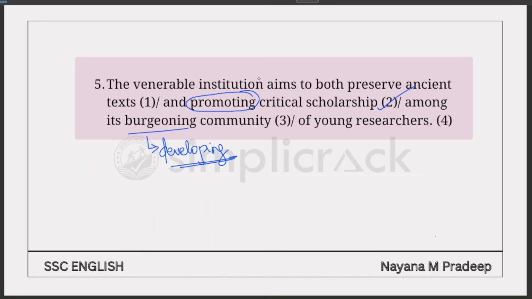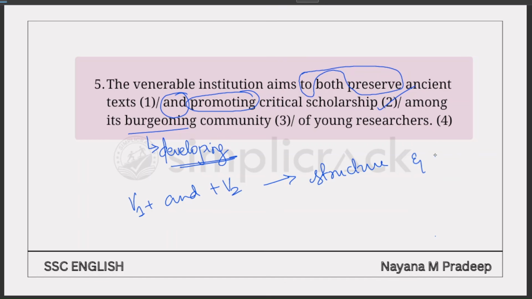Why is it wrong? Because here, in the first part of the sentence, you can see an infinitive structure, an infinitive form, to preserve. And then you see the conjunction and. So when two verbs are joined together by and, they should be in the same structure and form.